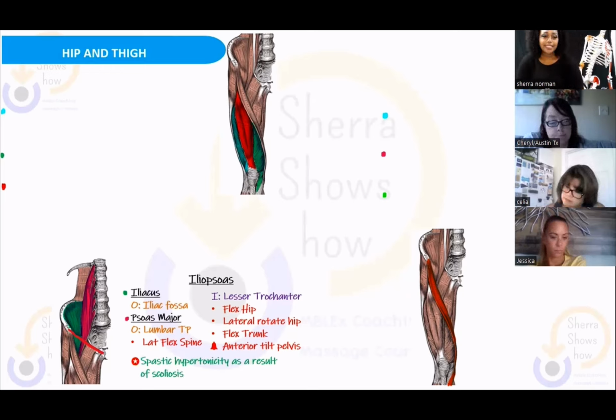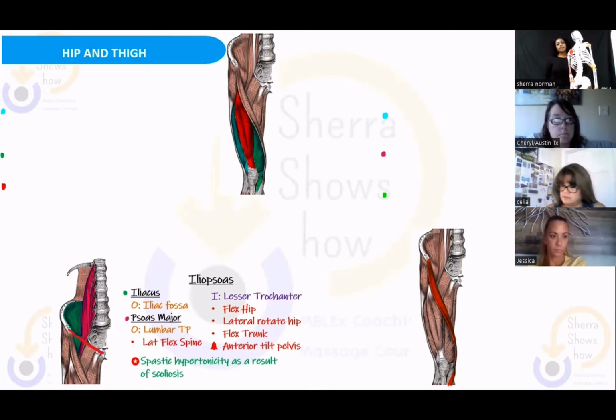Spastic hypertonicity as a result of scoliosis. If somebody has scoliosis, okay, that means they have kind of a twisted back. It could give you spastic hypertonicity in the psoas muscle, okay? Just remember that, trust me.